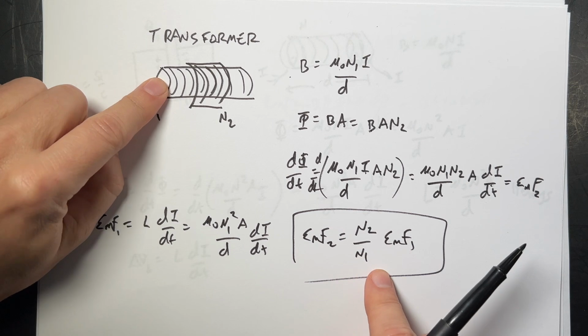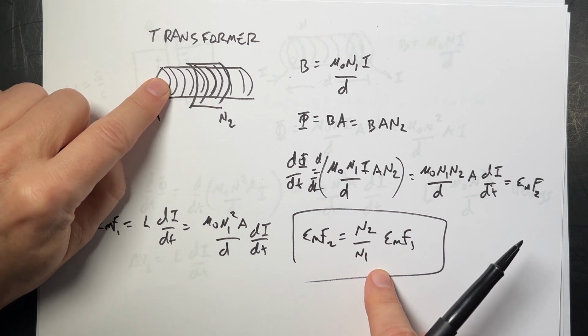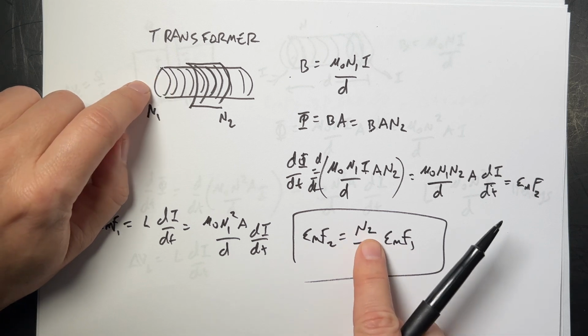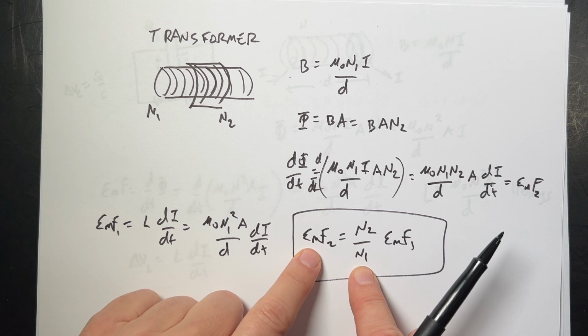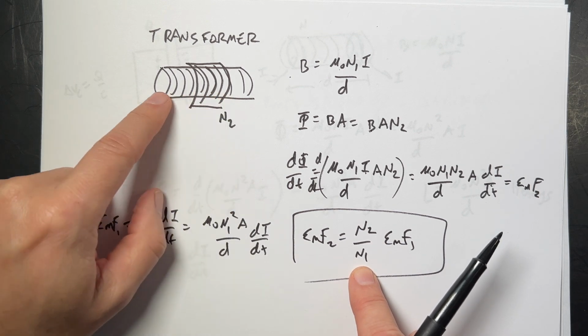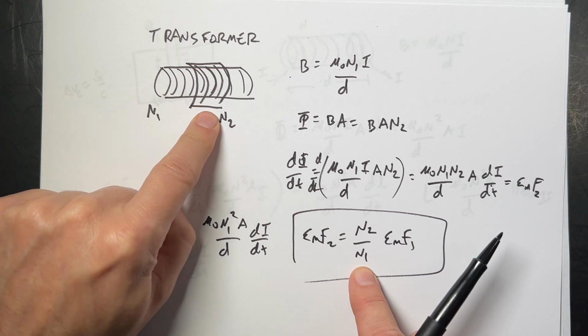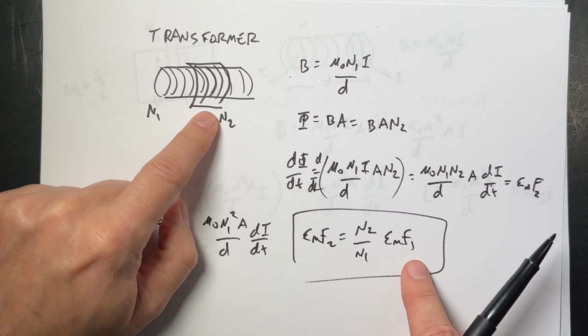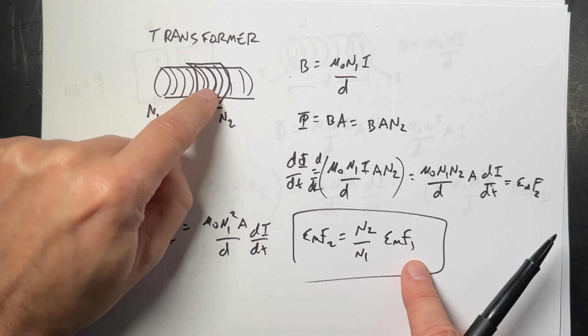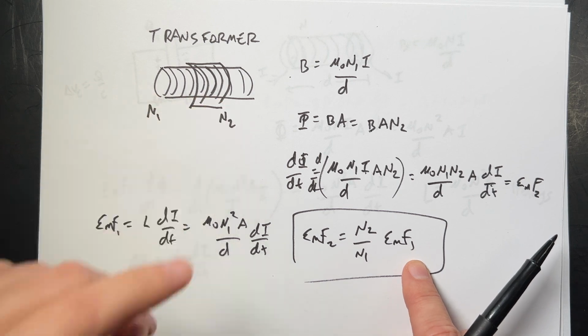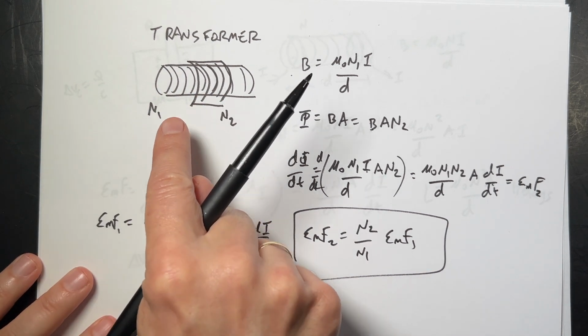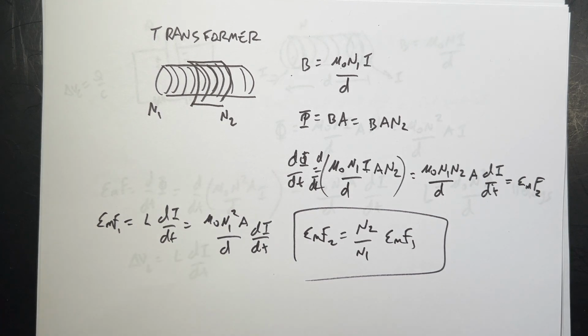It's a way to change voltages, right? If I have N2 very small compared to N1, voltage 2 is going to be small. So I can do a step down transformer. I can take a high voltage and get a low voltage from that. I can do the other way. I can make more turns on this, and then I could have a step up transformer. So I can take a low voltage and get a high voltage. But this depends on having a changing current. You have to have a changing current. Okay, that's important. But they turn out to be useful in all sorts of situations.